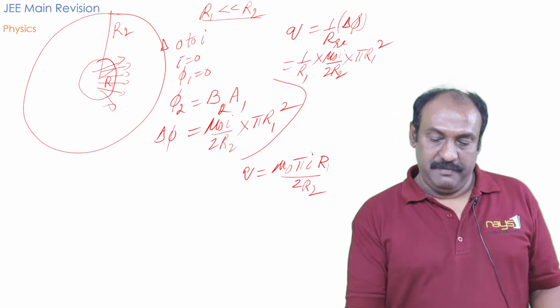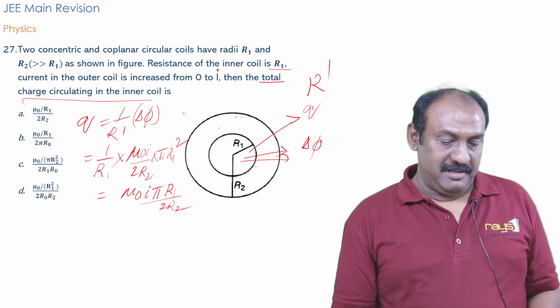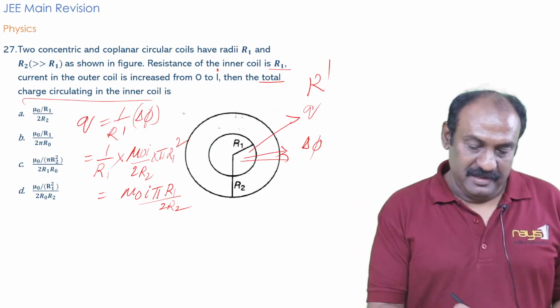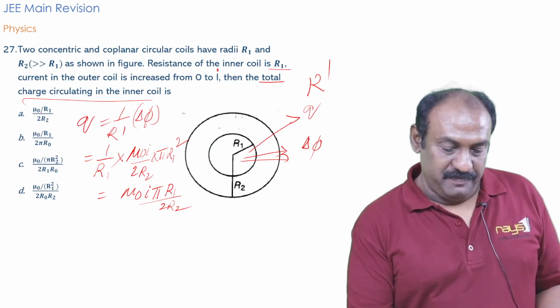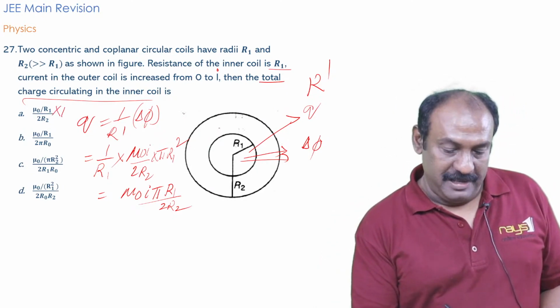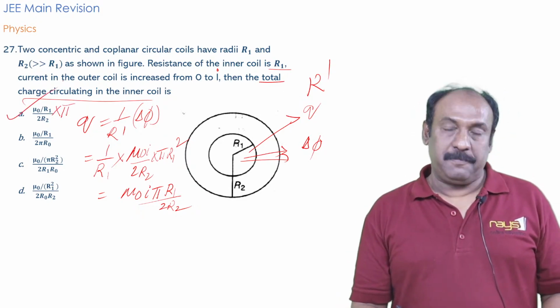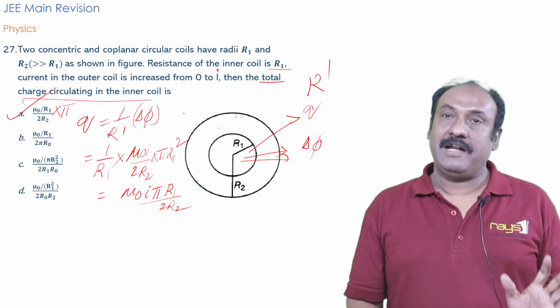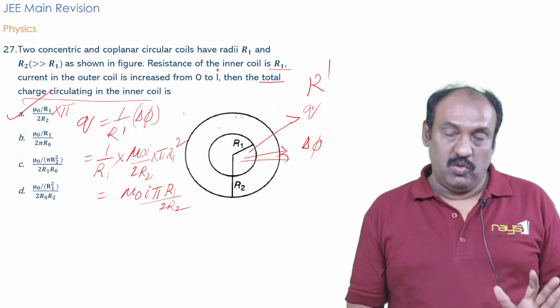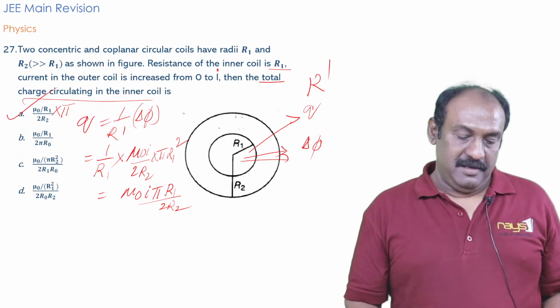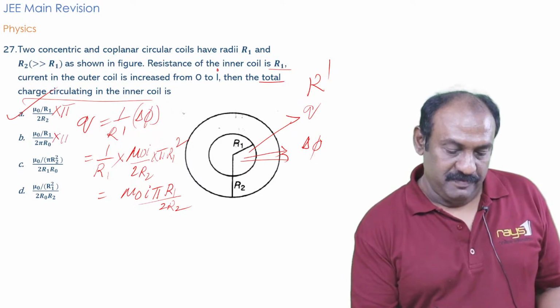So for question number 27, here it is mu naught into pi I into R1. Pi is there in the first option. So the correct answer is option A, mu naught I R1 into pi by 2R2. Okay. So in all the other options, pi is missing.